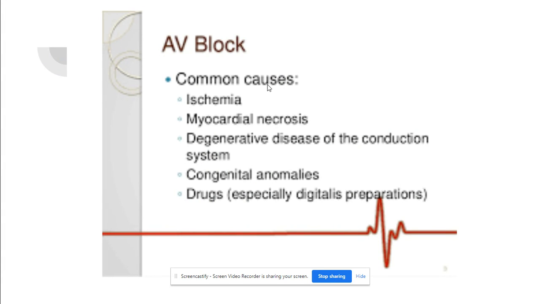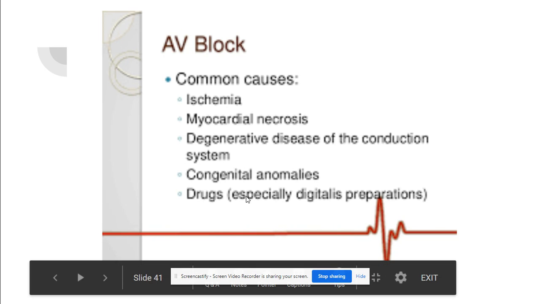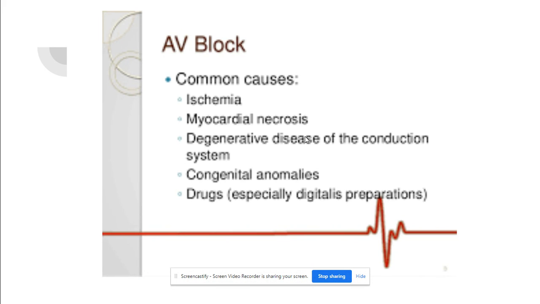In AV block, common causes are myocardial necrosis. And what that means is death of the tissue of the heart muscle due to lack of oxygen or ischemia. Congenital anomalies, maybe a child was born with some defects of the heart, and it can cause that as well, or drugs, and like I said before, the degeneration due to disease.